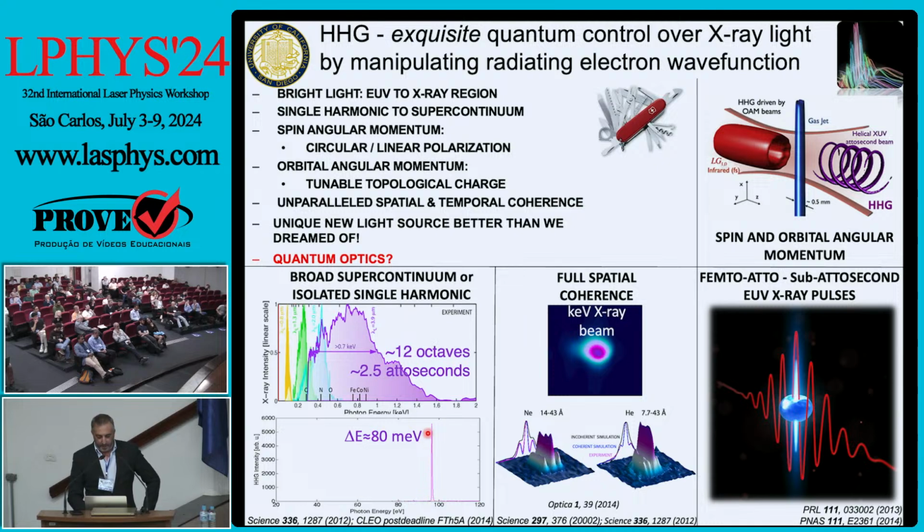At the same time, we may have very narrow linewidth harmonics that are ideal for high-resolution imaging. So we have unprecedented spatial and temporal coherence. We have tunability from femtosecond to attosecond pulse durations. And in fact, some of our theoretical predictions talk about even sub-attosecond pulse durations. We can tune the spin and orbital angular momentum of the light, and so on.